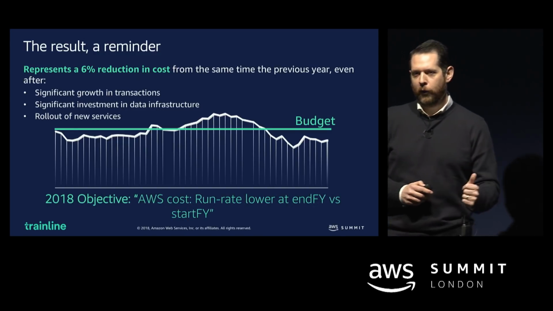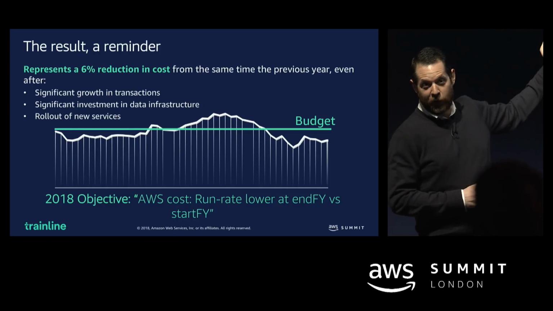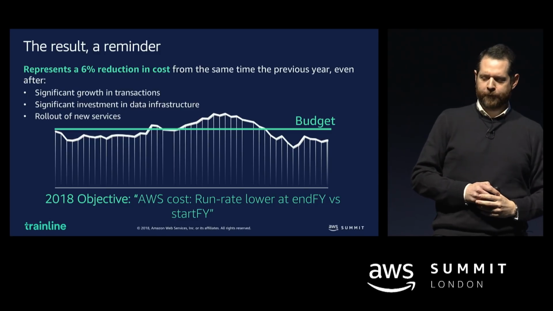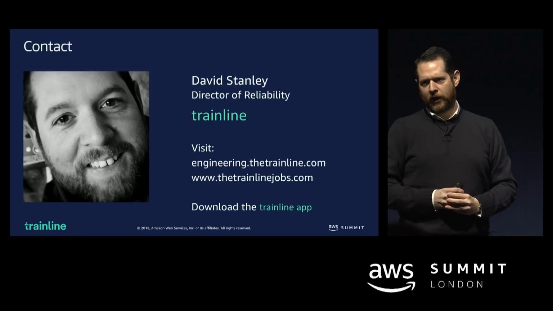Unfortunately, I'm now a victim of my own success because I have an objective for 2018, which is to come in lower again. So we have all those challenges, we've got to get that done. So that's it. We're done. That was our story. Hopefully there's some practical things in there that you can take away.